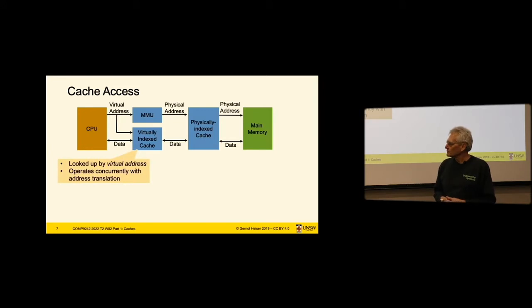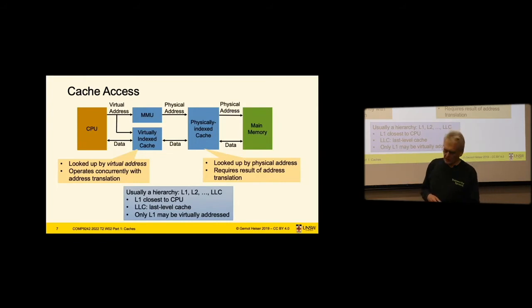So the virtual address cache, because it doesn't need address translation, can work in parallel with the address translation, making it faster, as you correctly observed. Whereas the physically addressed cache needs the translation.